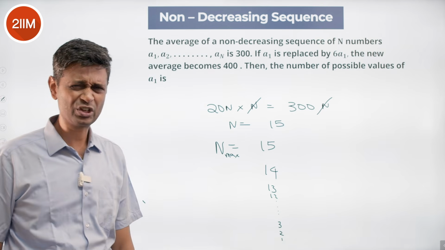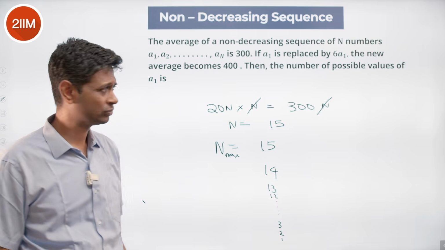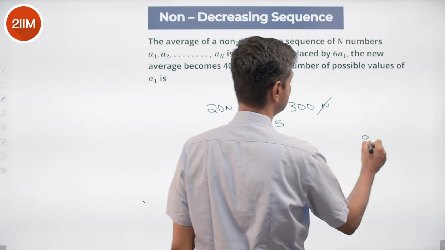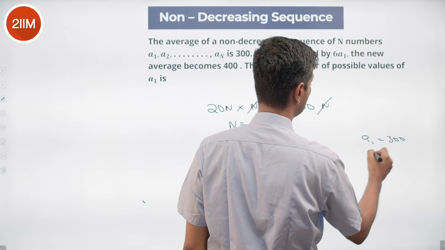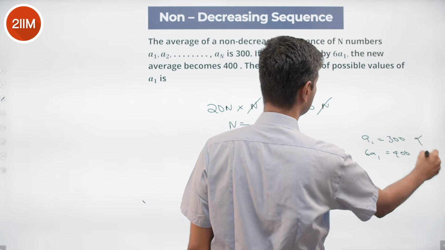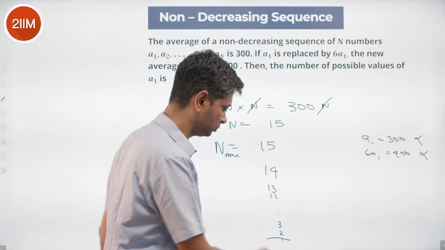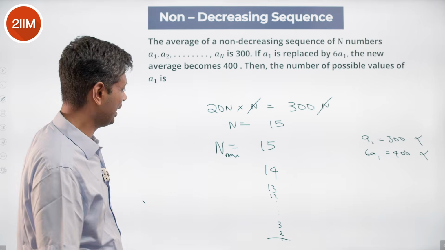Just want to check the extreme condition n equal to 1. If n were 1, there's only one term, then A1 is 300. 6A1 equal to 400. This is not possible. This doesn't work. So n cannot be 1. But everything else will work. N equal to 2.